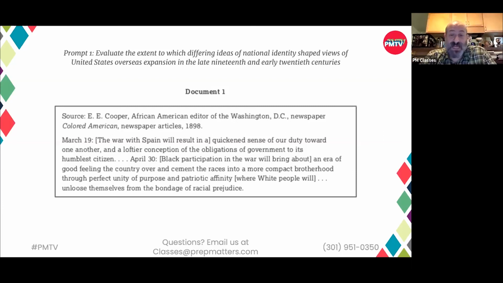So this gets at the idea I was talking about earlier today about American expansion overseas, after the frontier closes. Certainly you'd want to mention the frontier as evidence beyond the documents, and we're tied into these ideas about national identity.